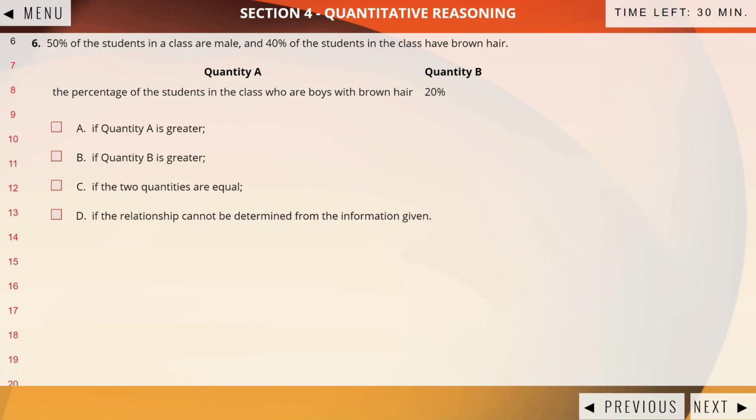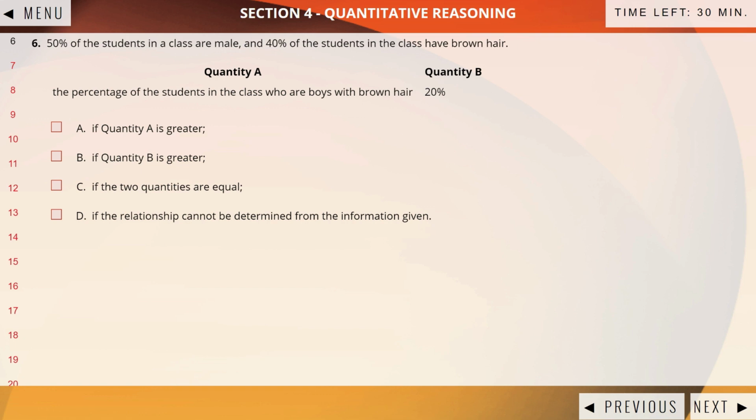Okay, this one. 50% of the students in a class are male and 40% of the students in the class have brown hair. The percentage of students in the class who are boys with brown hair, we don't know. We don't know the overlap. They want you to work out 40% of 50 and get 20% and say both quantities are equal. But we don't know the overlap. It could be all the 40% who have brown hair are all women.